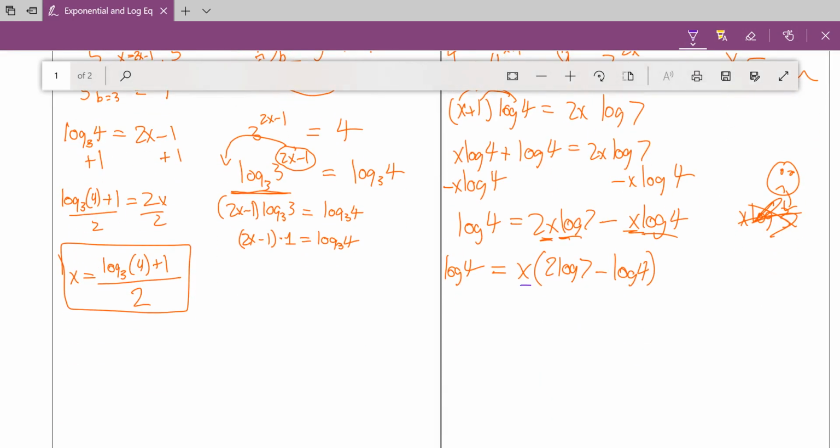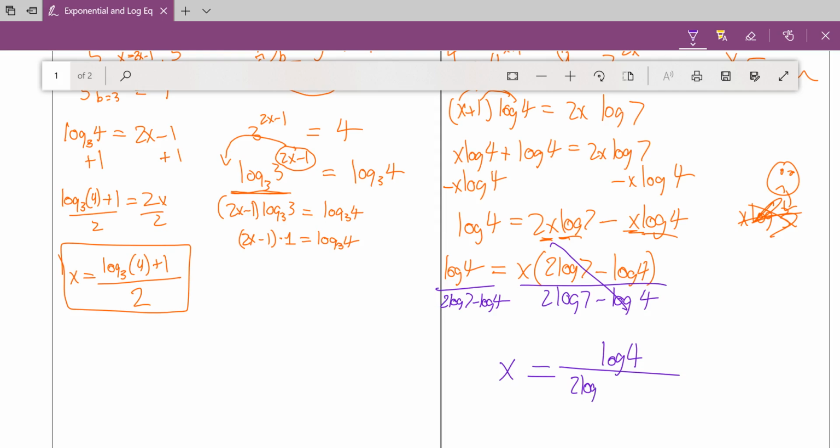So I will do that. I'm going to divide both sides by 2 log 7 minus log 4. So this side, the whole thing divides to 1, and I get x equals log 4. That looks weird. Log 4 divided by 2 log 7 minus log 4.